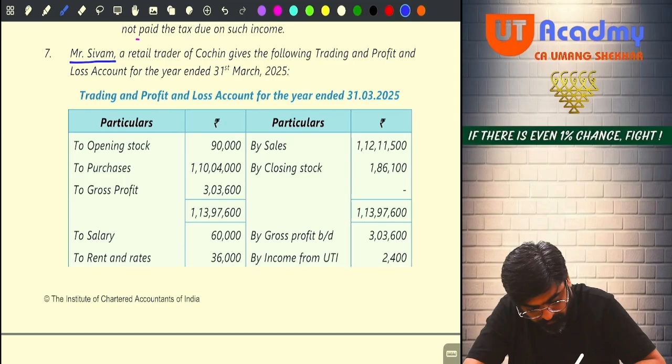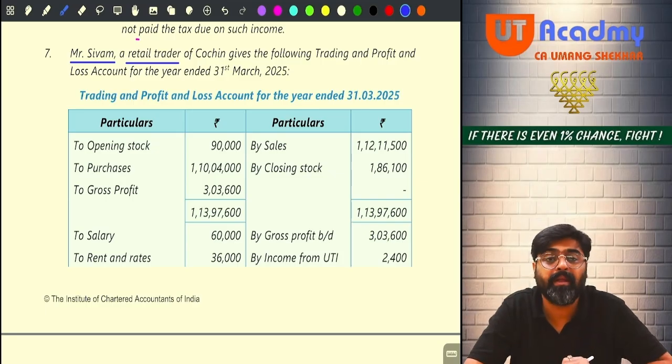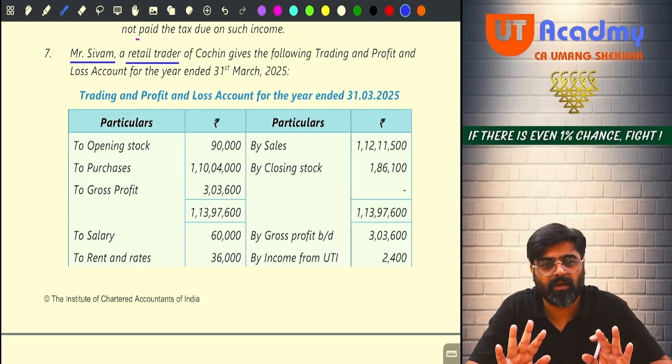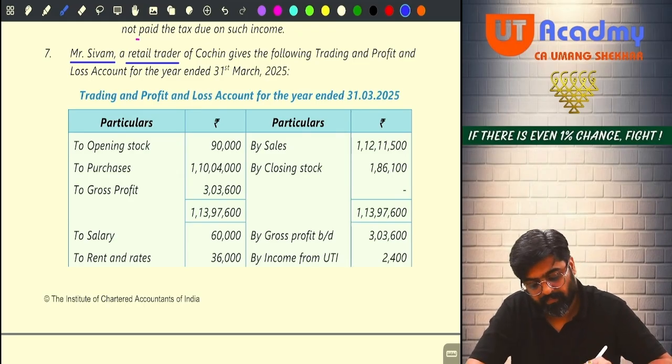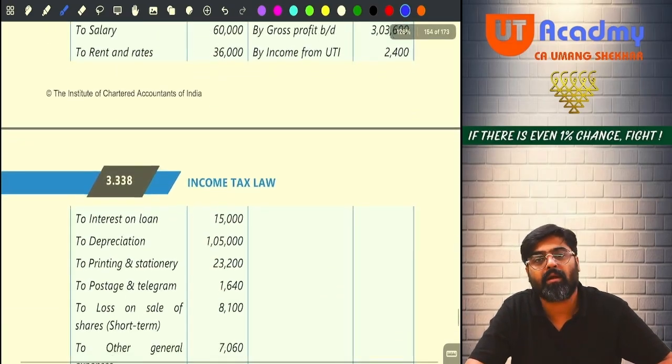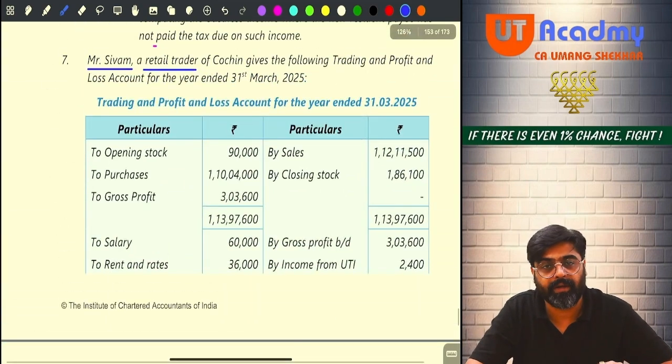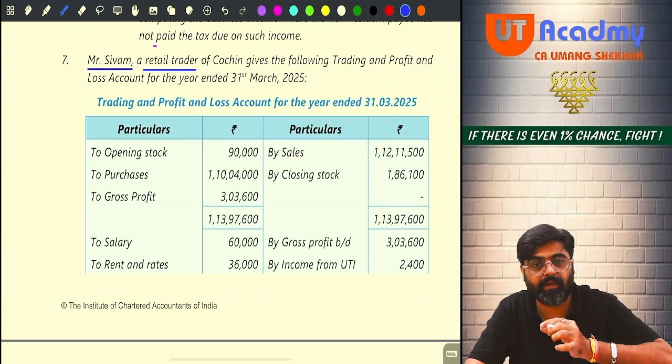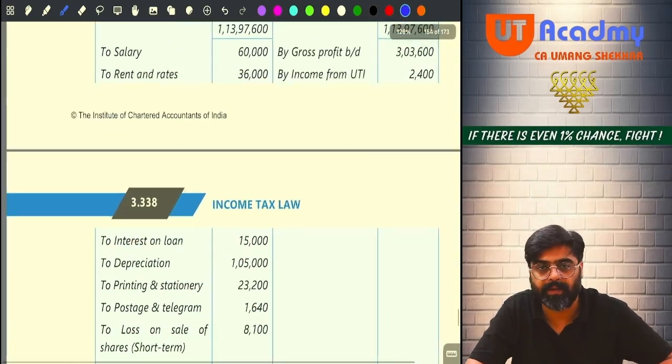Mr. Shivam, meaning the assessee is an individual. He is into retail trade. He is a retail trader, means he is not doing any manufacturing or any power business. Normal retail trade business is there. Of Cochin, gives the following trading and P&L account. Now, if you will see, the trading and P&L account is given for 31st March 2025, meaning for the year 24-25.